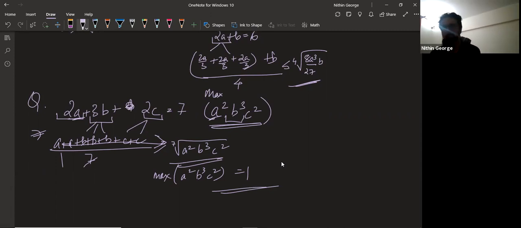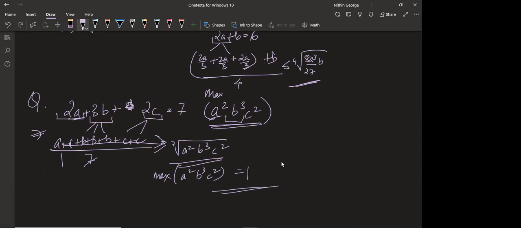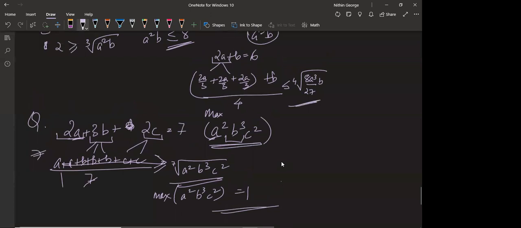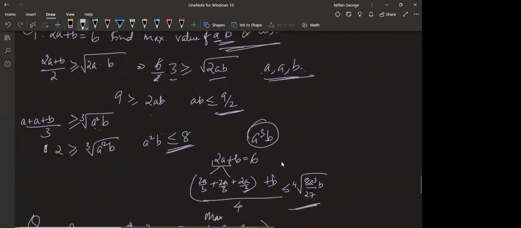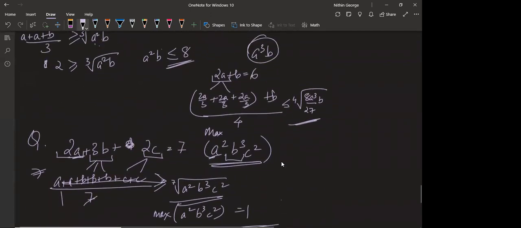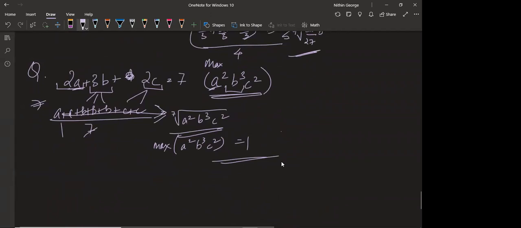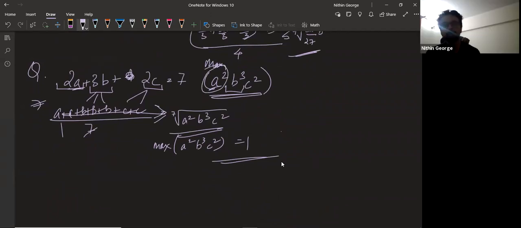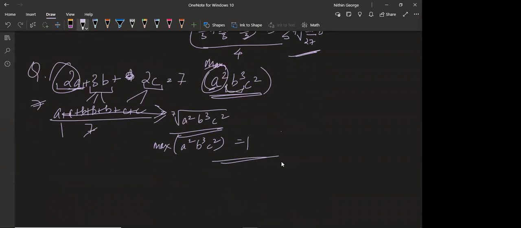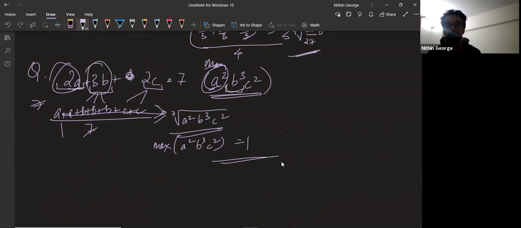Guys, are you trying this on your own? Sir, what was the second question that you asked, after a square b cube? In this question itself, you said something else after a square b cube. Yeah, 6. So I see a square here, that's why I break 2a into 2 parts, the a term. I see b cube here, so I break the b term into 3 parts. If it's c power 7, I'll divide 2c into 7 parts.